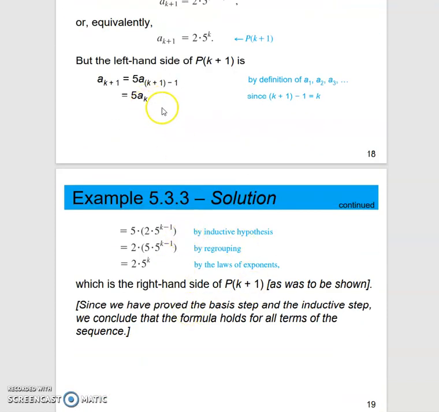And we've already made an assumption that we can write it as 2 times 5 to the k minus 1. So at that point, I'm just going to change the order of my terms and then simplify to get 2 times 5 to the k. And that is exactly what I want to show. And that is everything in section 5.3.